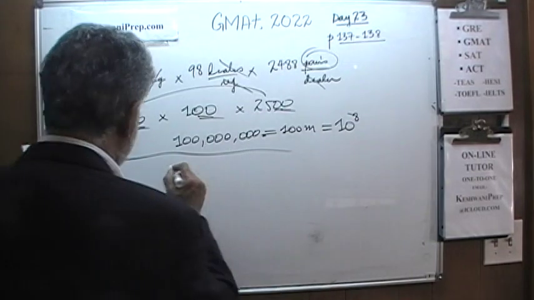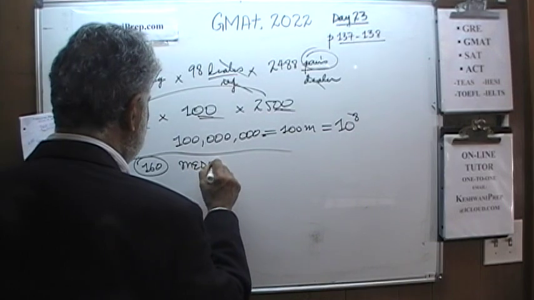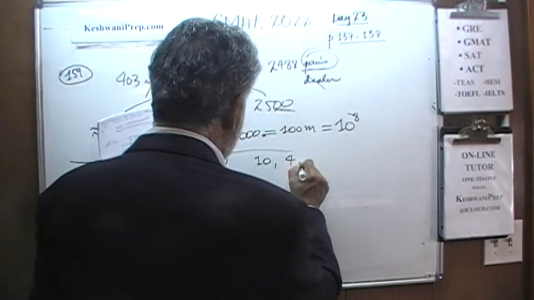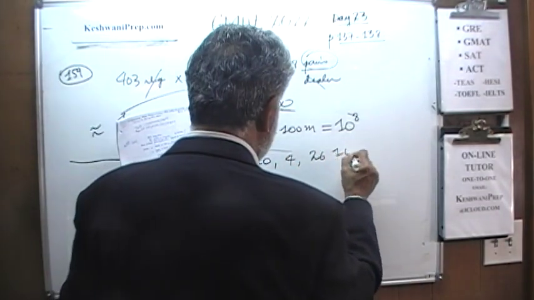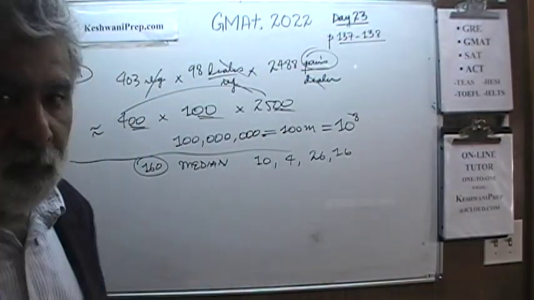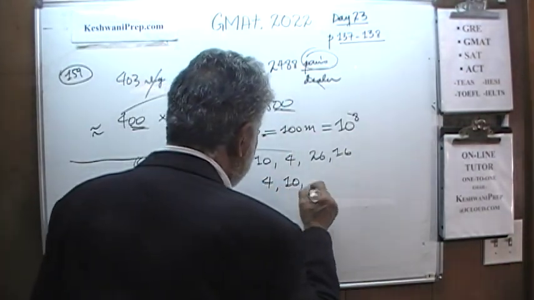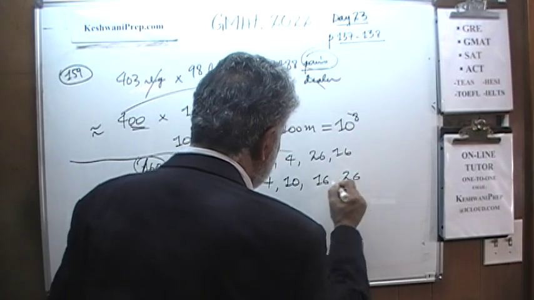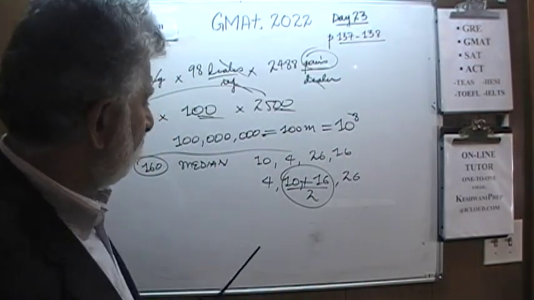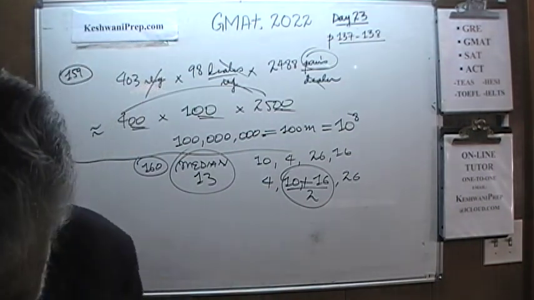The next one, 160. 160 is quite straightforward. In 160 we are given four numbers and we are asked to find the median. That's all it is. Median of four numbers. The numbers are 10, 4, 26 and 16. And since we have an even number of numbers, of course the median is going to be the average of the middle two. So we just have to arrange them in order. Let's do that. We have the 4, which is the smallest one. Then we have a 10, then we have a 16. And then we have 26, there you go. So the median is simply the average of these two, 10 plus 16 divided by 2. 10 plus 16 is 26, 26 divided by 2, the median is 13. That's all it is.